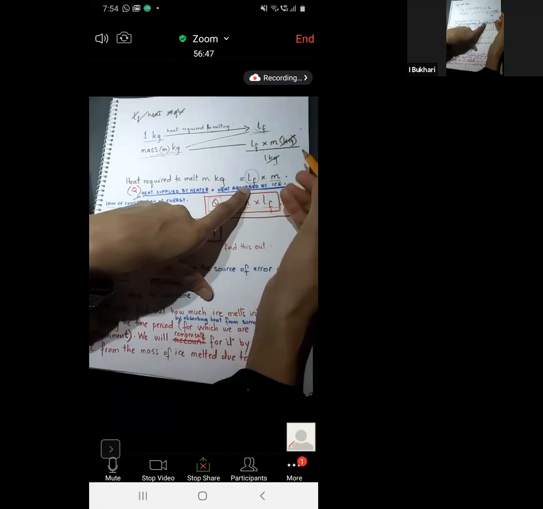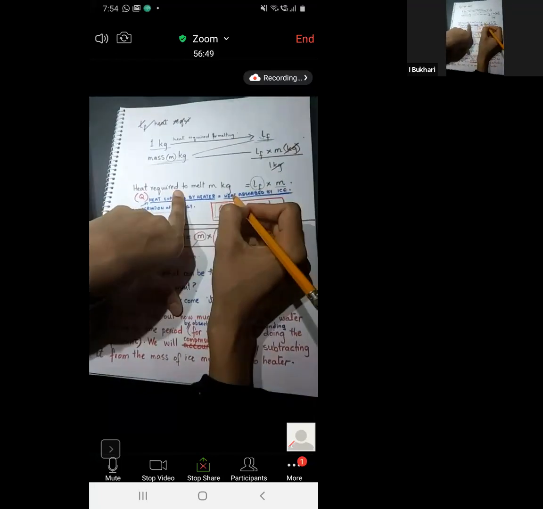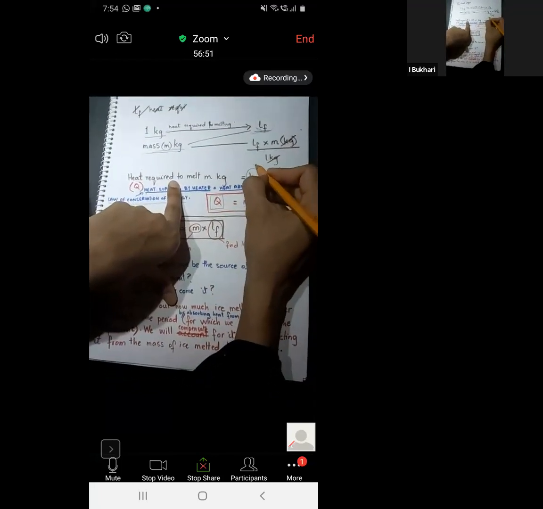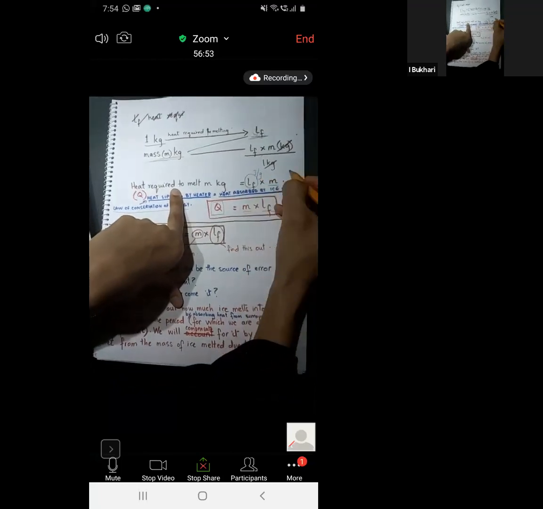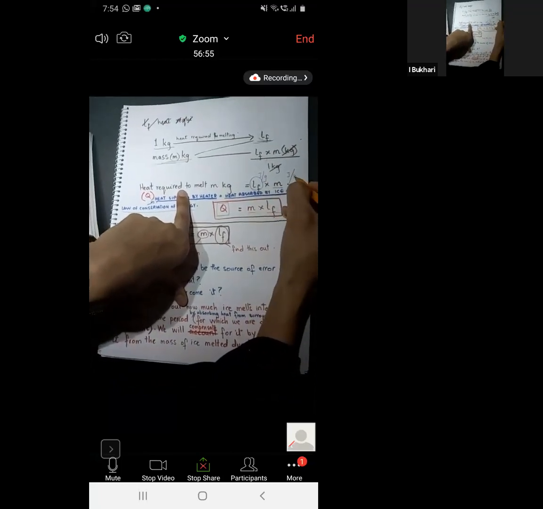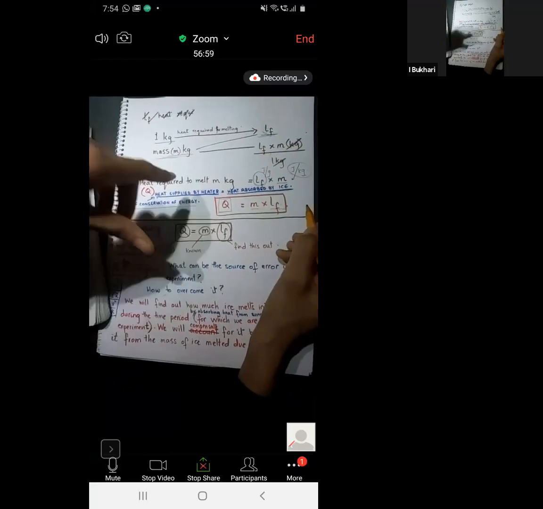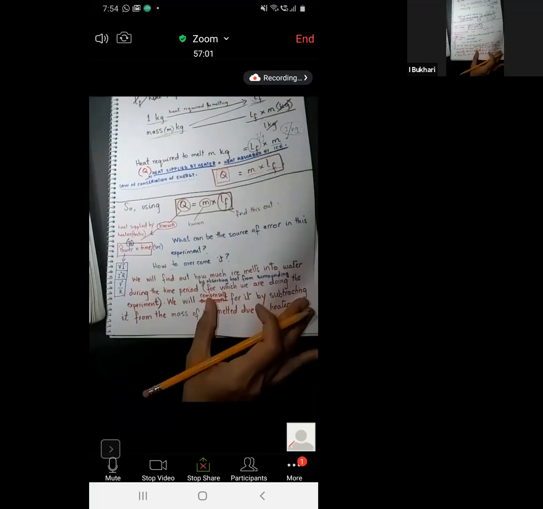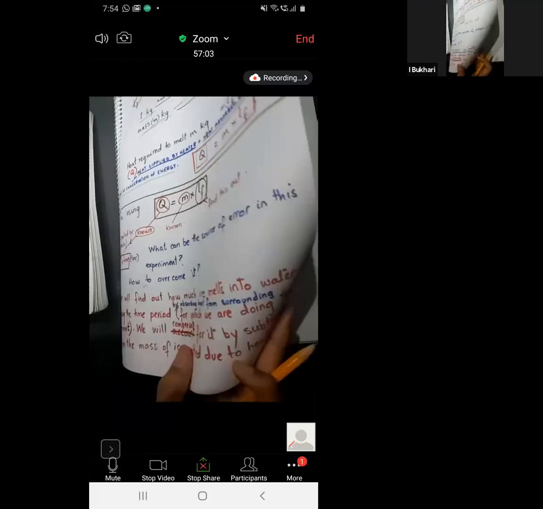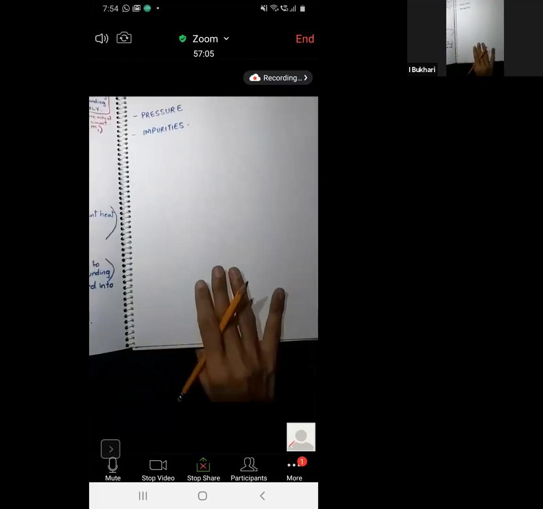The unit of this is joules per gram, or it can be joules per kilogram, right? Okay, now let's move on to that experiment of specific latent heat of fusion for ice.